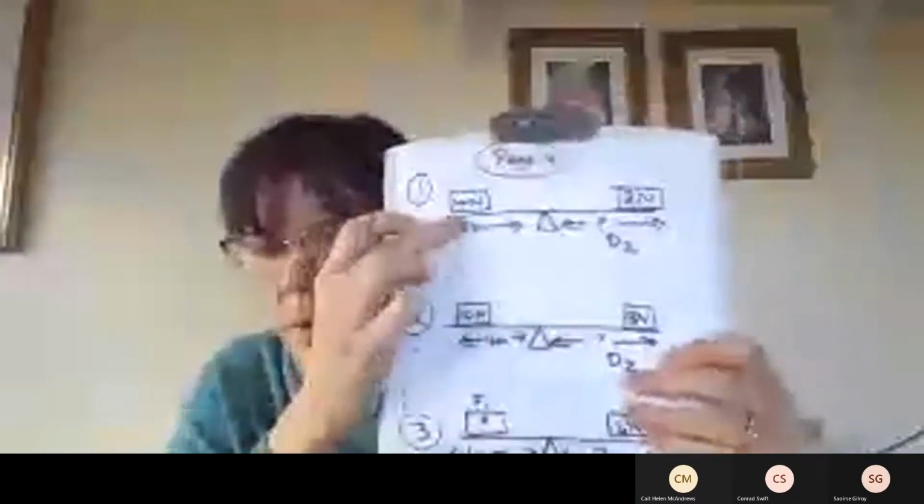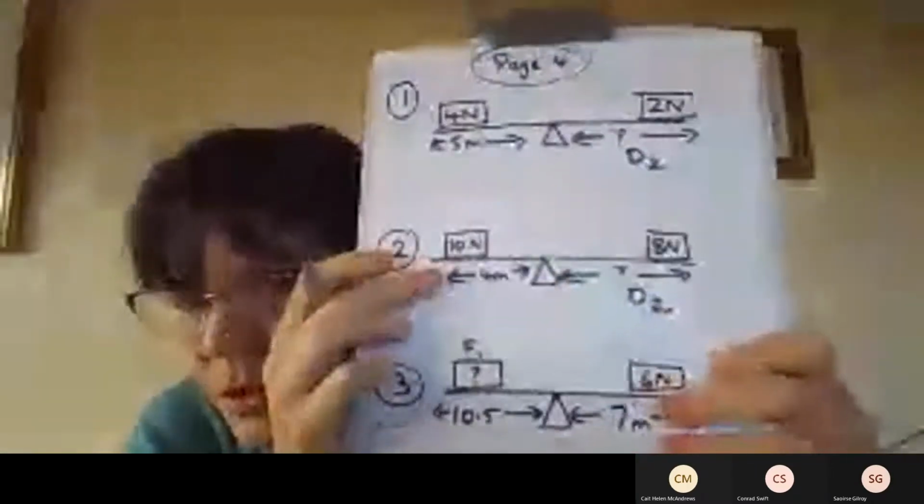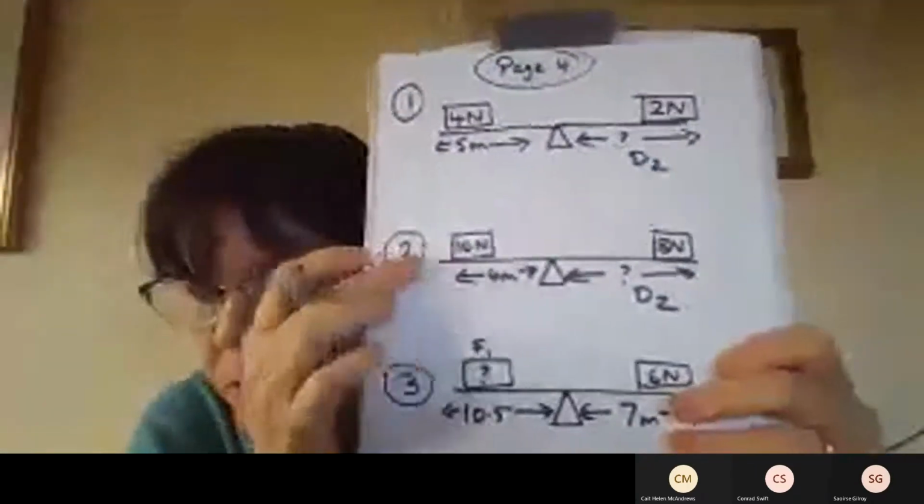So we're on to number 2. I want you to copy down number 2. So you've copied down number 1. I want you to copy out number 2 and then put your hand up when you've been copied out.